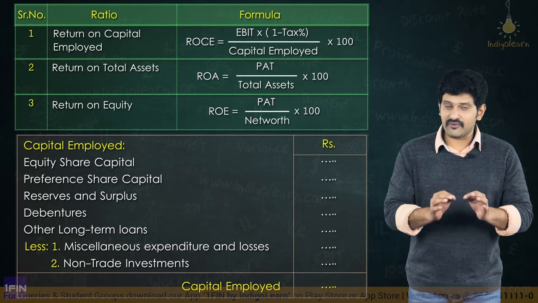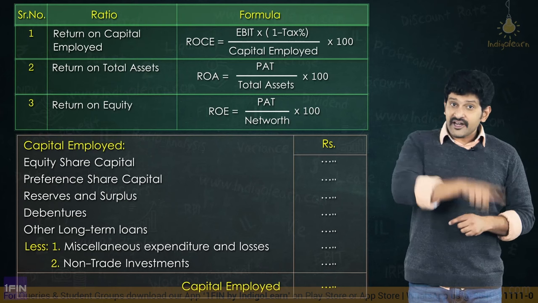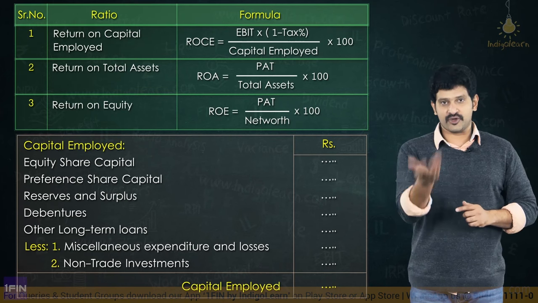Please remember one special point here, friends. Because we are talking about return on capital employed, where the capital also includes debt, we will also include the earnings of the debt, that is the interest. Therefore, we are not saying PAT by capital employed. We are saying EBIT into 1 minus tax, because it is post-tax. EBIT into 1 minus tax by capital employed into 100.